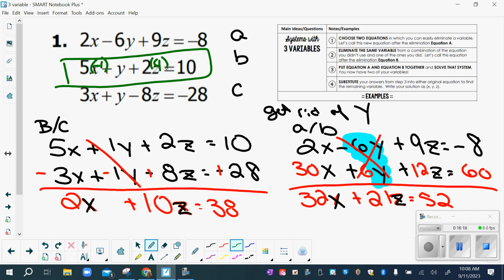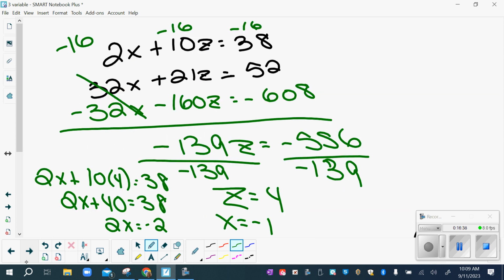And here's what I get. -5 plus y plus 8 equals 10. Y plus 3 equals 10. Y equals 7. And my 3 answers are right here.